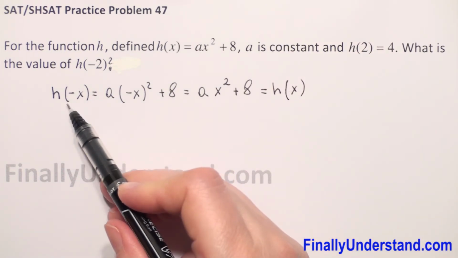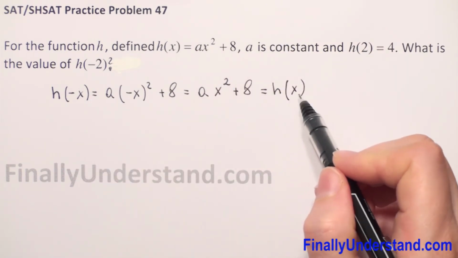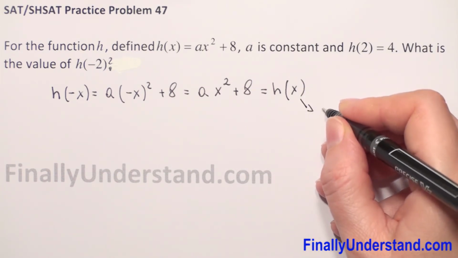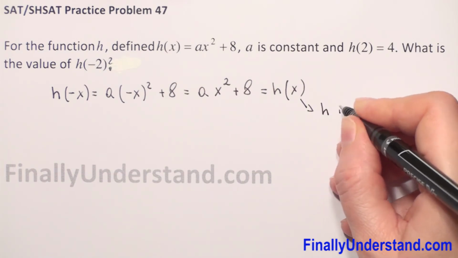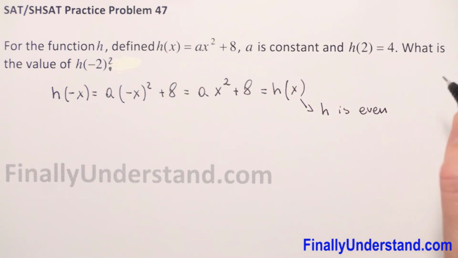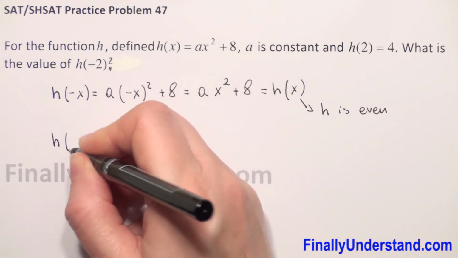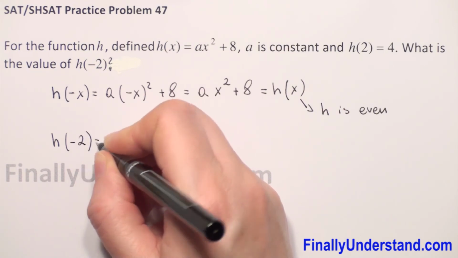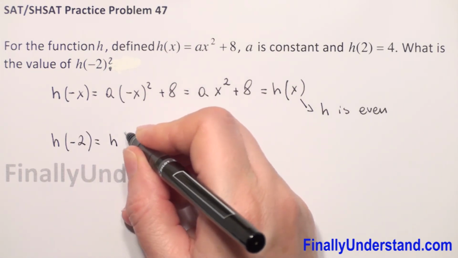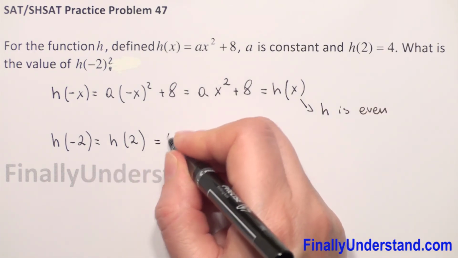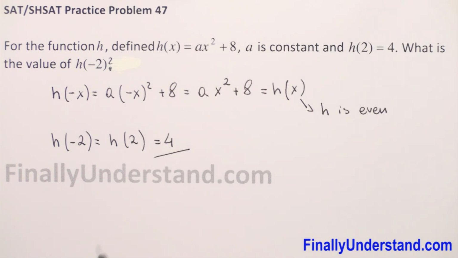So we have that h of negative x is equal to h of x. So we can write that function h is even. And when we have an even function, the value of our h of negative 2, what will it be? It will be h of 2. And we have given that h of 2 is equal to 4. This is my solution. We have the value of our function for negative 2 is 4.